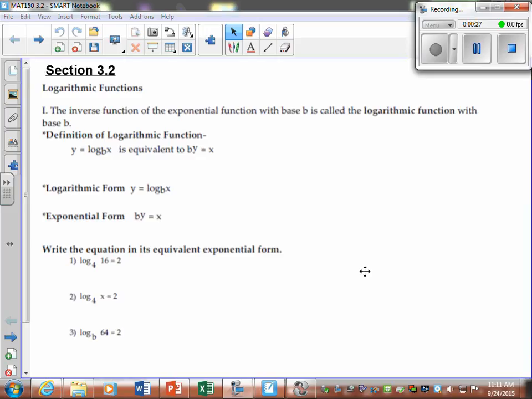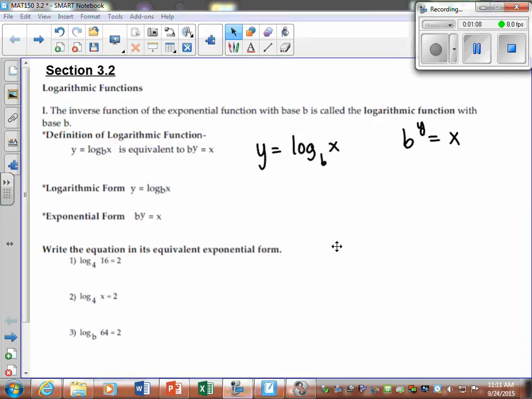Let me rewrite that so you can see it: y equals log base b of x, and it's equivalent to the exponential form. So we have our logarithmic form and our exponential form. Occasionally you'll be asked to switch from one form to the other, back and forth. Our very first problems say: write these equations in their equivalent exponential form. So we want to take it from logarithmic form and rewrite it in exponential form.